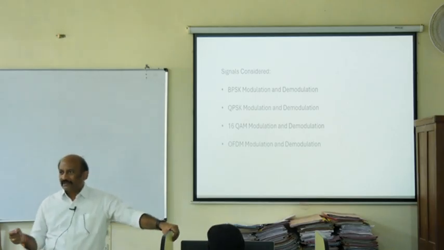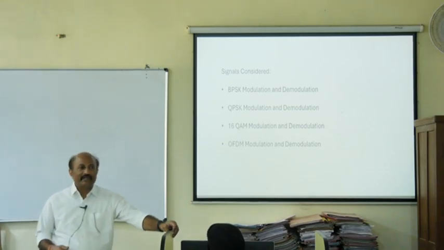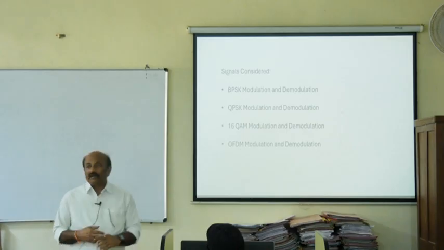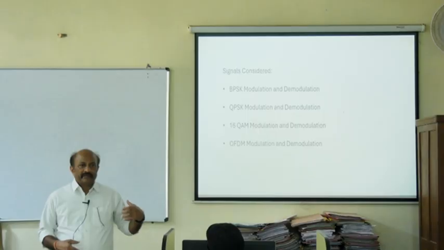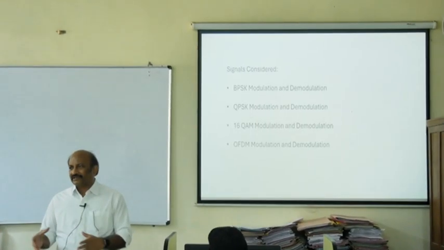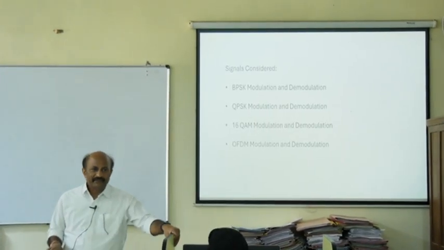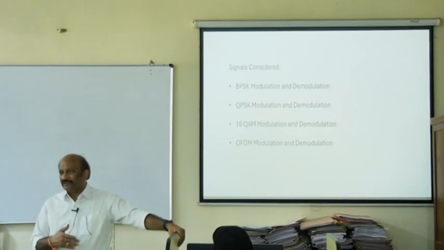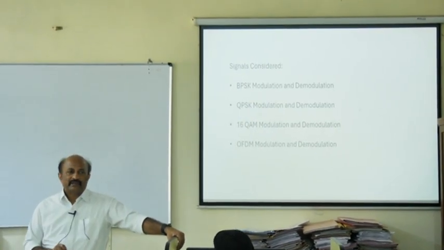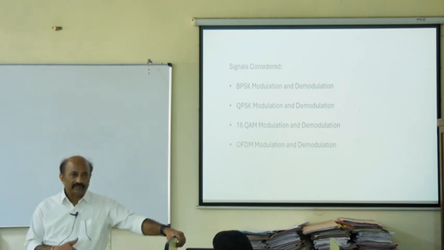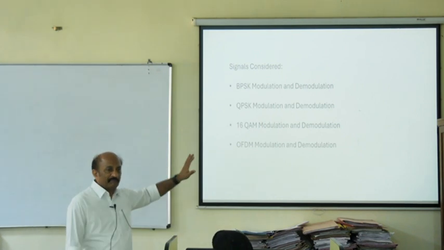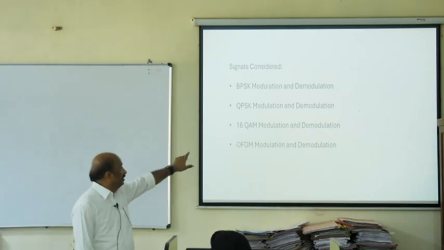When we transmit a message, the message travels by means of a signal. So the signal can be represented either in BPSK or QPSK or QAM or OFDM. The modern signals, we are mostly trying to look into OFDM, but earlier we have to start with BPSK, 2-level phase shift keying, and 4-level QPSK, quadrature.